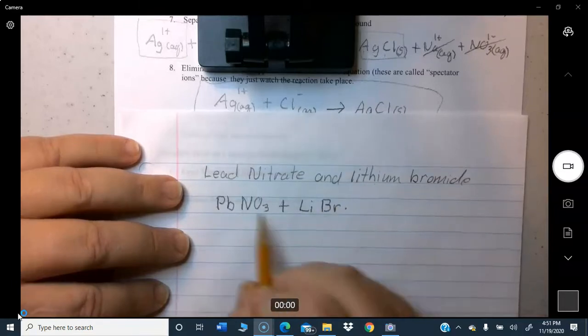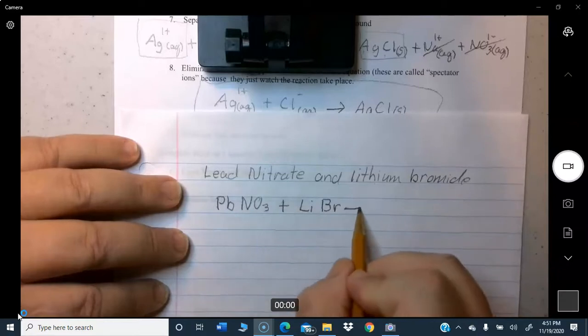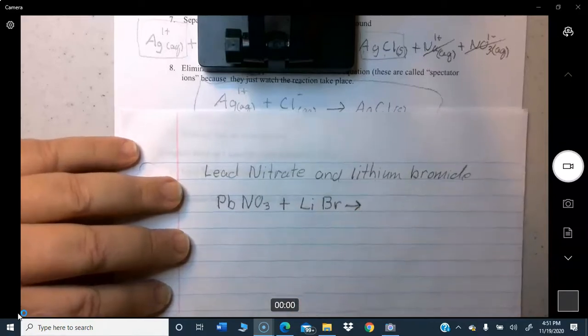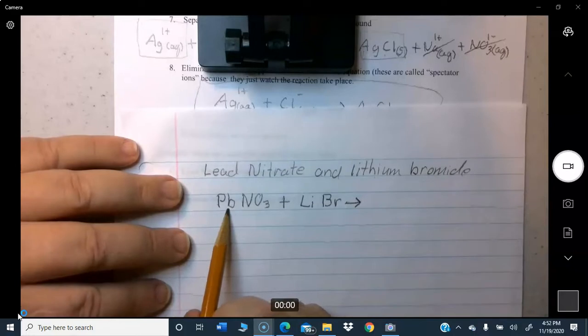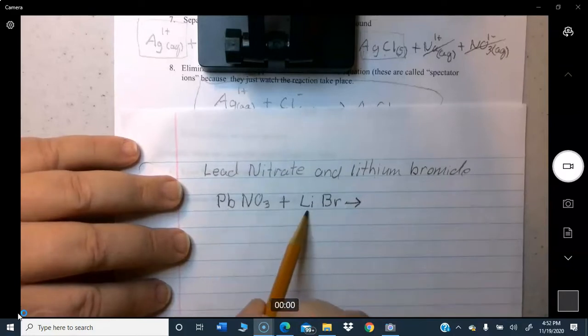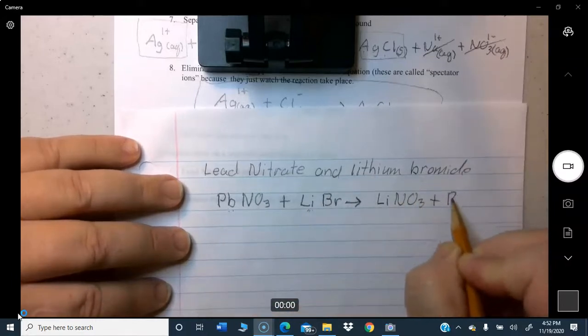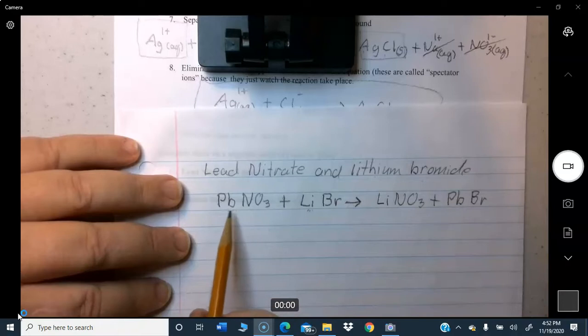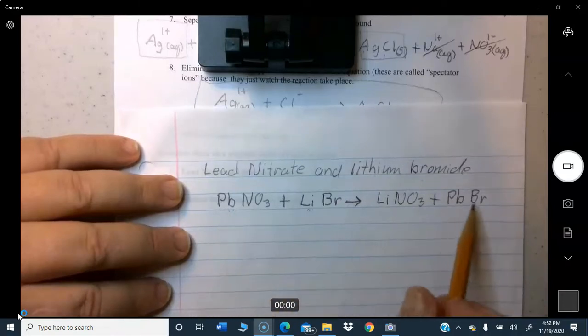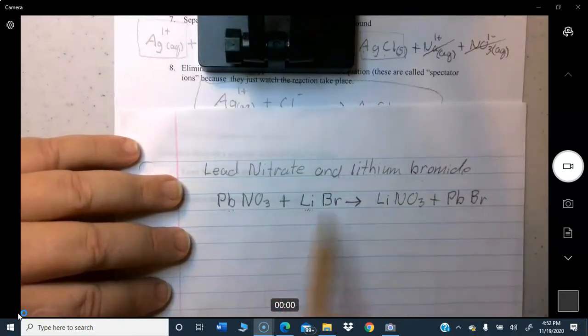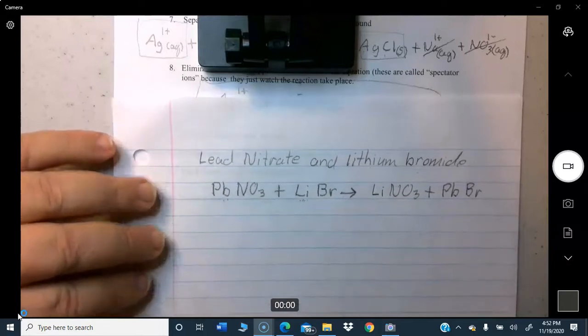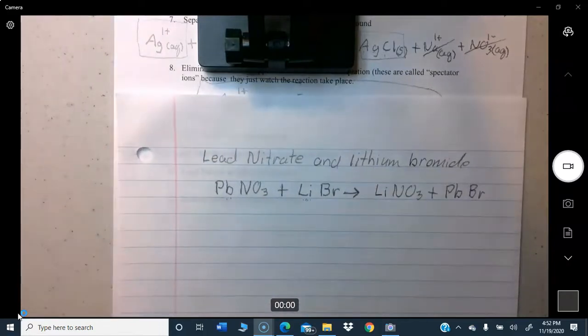Okay, so there you've written that. Now we're just going to go ahead in the same step and do the double replacement reaction. So the Pb, which is a metal, is going to switch places with the lithium, which is a metal. The ones in front switch places. Okay, so lead goes over to bromine and lithium goes over to nitrate. They swap places, double replacement reaction.